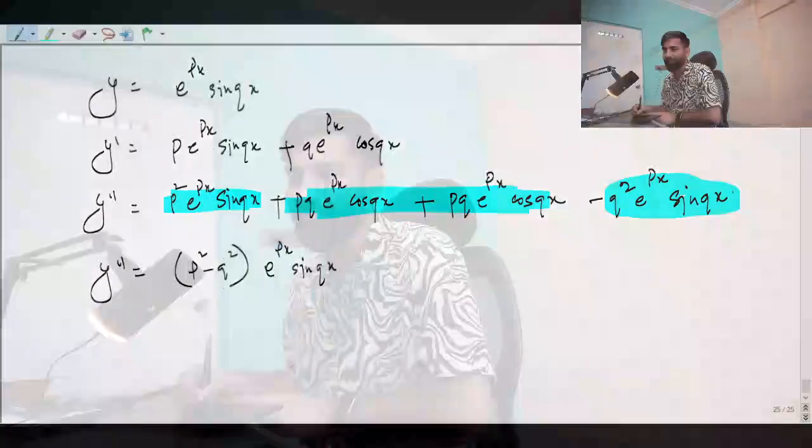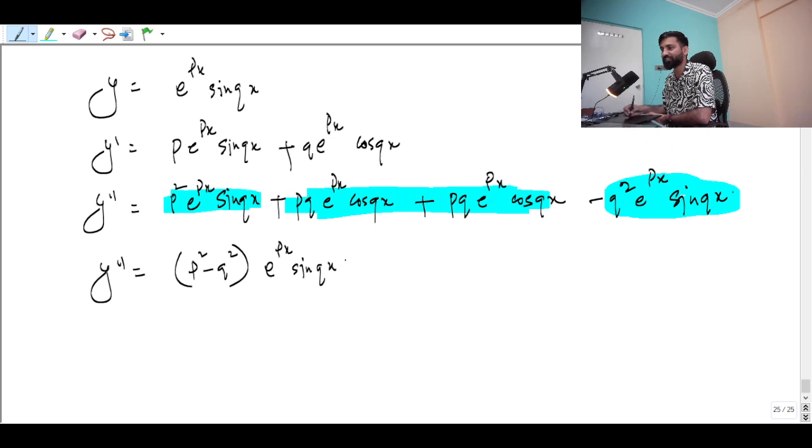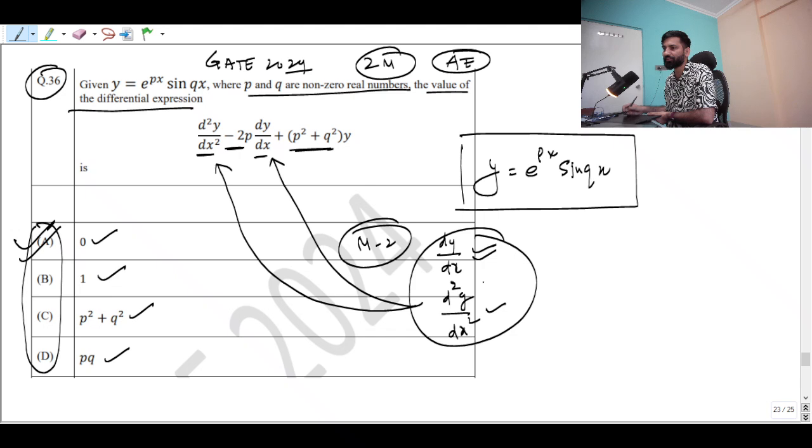So let's see, you have combined them here. Are you able to see something? Yes, pq e raised to power px cos qx, and you can add this, so this is 2pq e raised to power px cosine qx. Now what you can do here is, this is the first equation and this is the second equation. You can plug them into this expression, and if you plug them in, you will get the answer as 0. I need not plug it in, you can check it out.